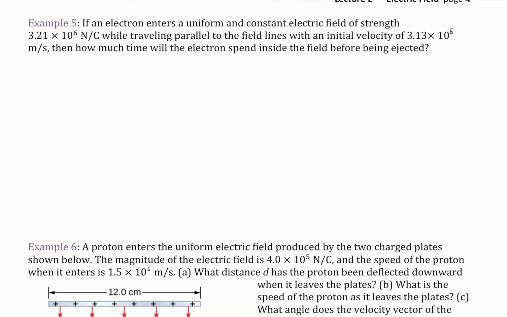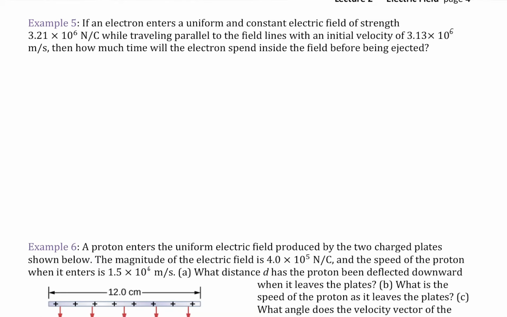Okay, example 5. If an electron enters a uniform and constant electric field of strength 3.21 times 10 to the 6 newtons per coulomb, so that's 3.21 million newtons per coulomb, while traveling parallel to the field lines with an initial velocity of 3.13 times 10 to the 6 meters per second, and I had to do an edit there, I had a different order of magnitude, it didn't work as well, then how much time will the electron spend inside the field before being ejected?